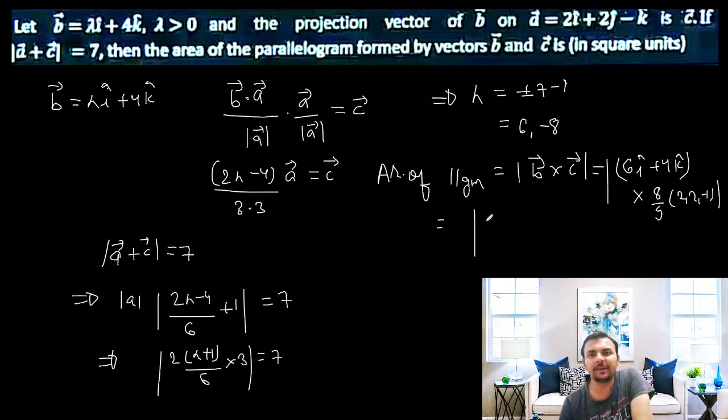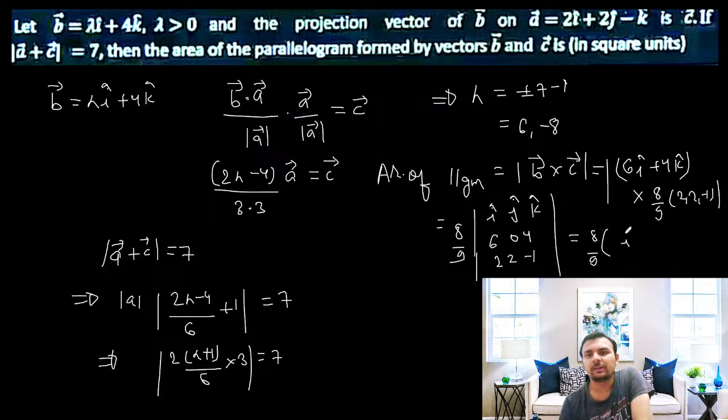So we'll have to solve it. i, j, k; 6, 0, 4. 8 by 9 we are keeping outside, okay? And 2, 2 minus 1. Let's solve it. 8 by 9, i cap minus 8 minus j cap, minus 6 minus 8 plus 14, plus k cap 12, mod.